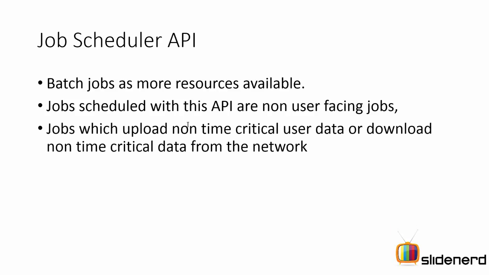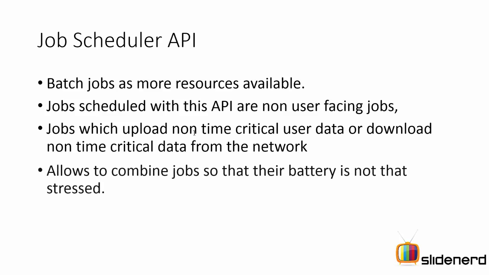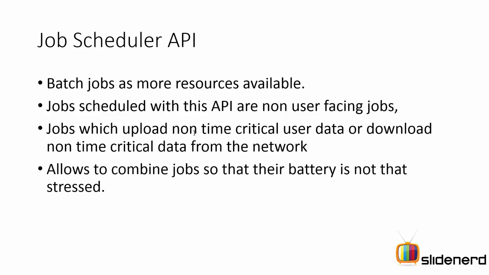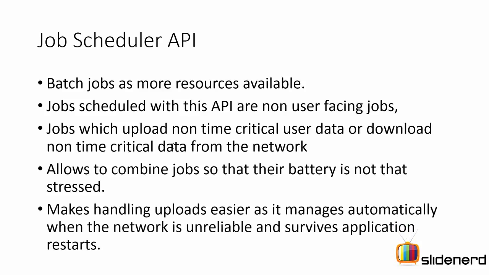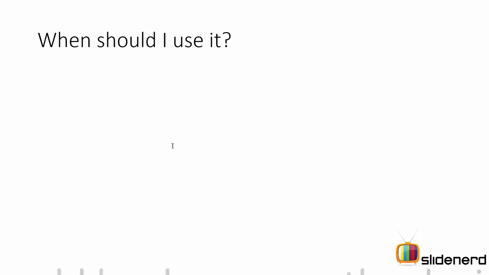Because you need to see whether the user is going to interact with it or not. There is user upload and user download data from the background, like database migrations online to your server. All these kind of things can be done with a job scheduler. And the best part is several jobs can be combined together so that the battery impact is minimal. So let's take a look at what kind of stuff can happen with a job scheduler.